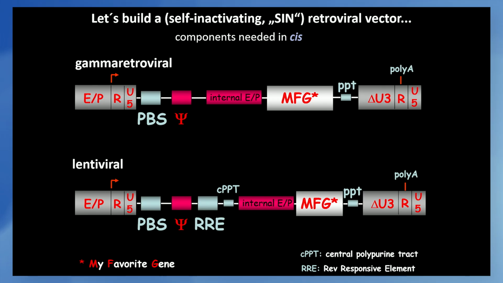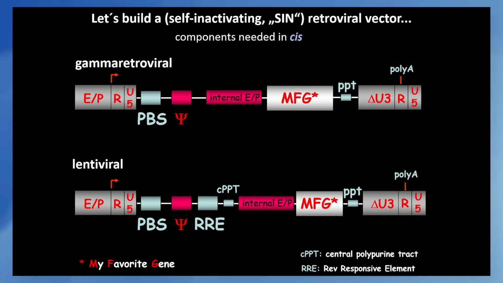What would we need? We need components in cis, meaning, well, you want to transfer your favorite gene, and that has to be on the genome, on the RNA. And you need some signals on the same RNA because that's the species of RNA you want to get packaged into the viral particles. So you need a packaging signal, you need the primer binding site, all that stuff has to be reverse transcribed. You have a promoter from which you would express this RNA, which has to be packaged, a poly-A tail, and so on.